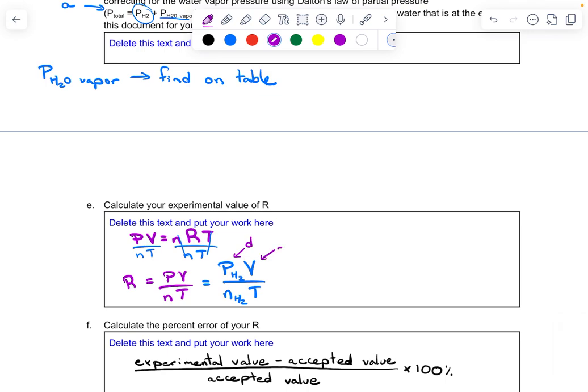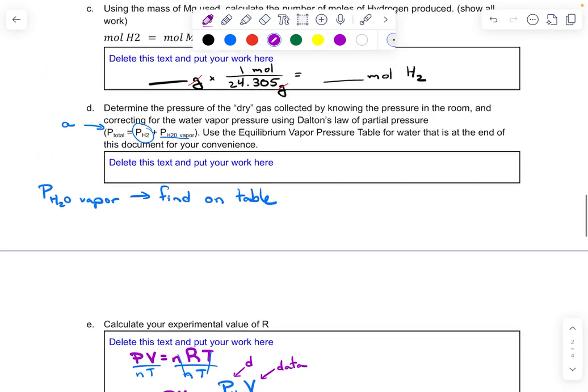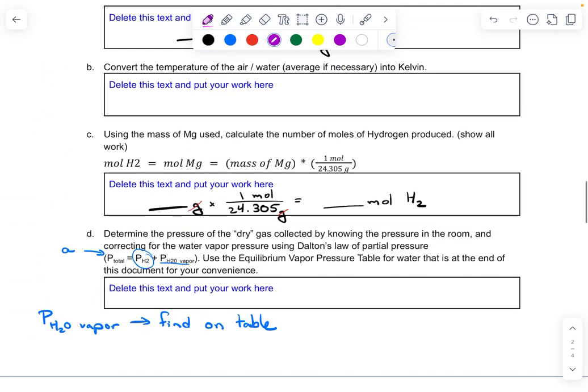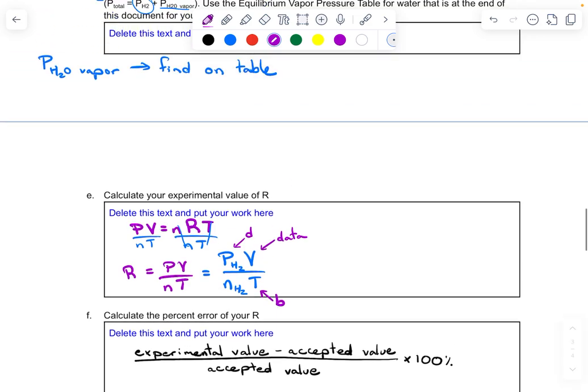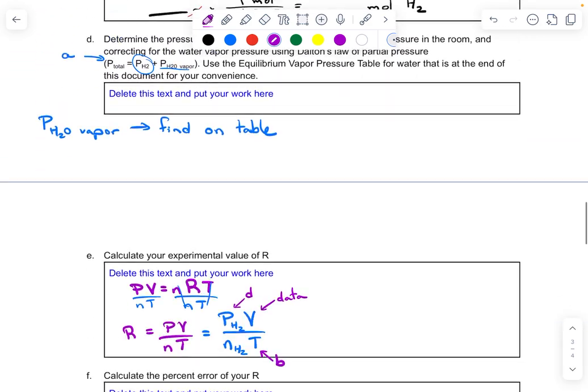This is from your data. This is from part, let's see, we converted it to Kelvin in part B. Sorry to keep going back and forth. I just don't remember where we did each of these. And then we have the moles of the H2. Sorry to go up again. In part C.